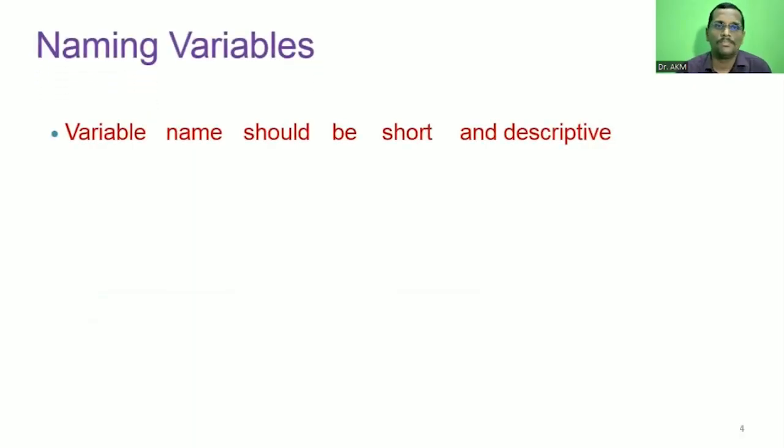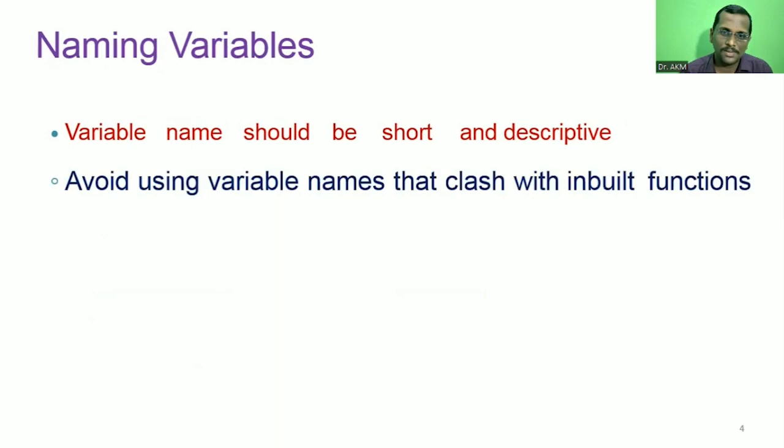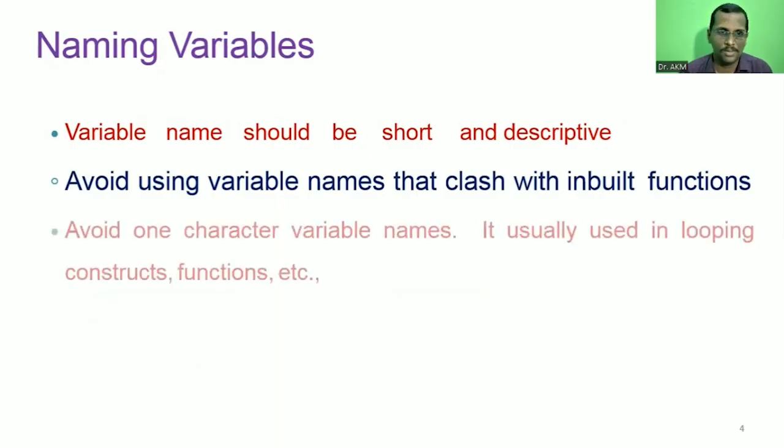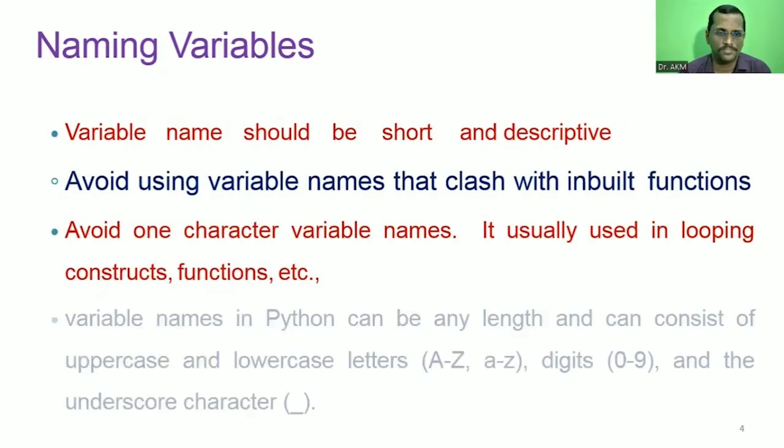So how to give a name to the variable? The name must be short and descriptive. Avoid using variable names that clash with inbuilt function names. Avoid one-character variable names because they are usually used in looping constructs, like for i equal to, for j equal to. So when you give a variable name, avoid single character variable names.